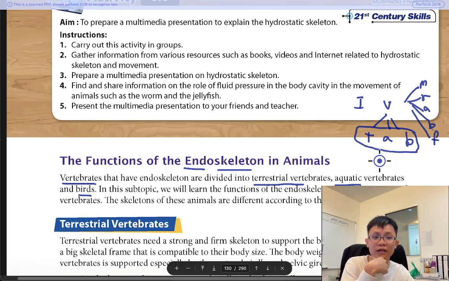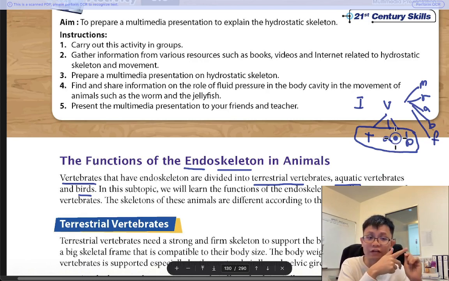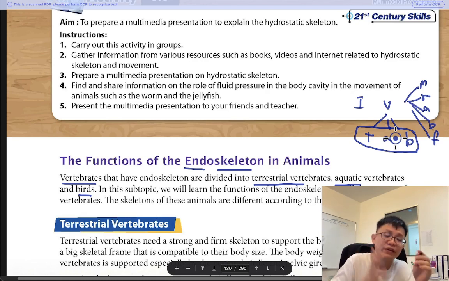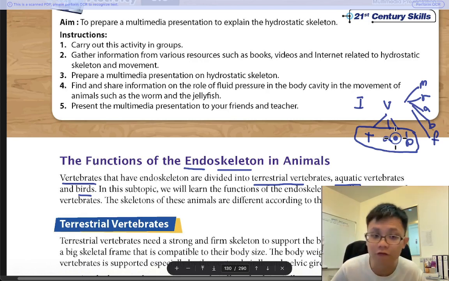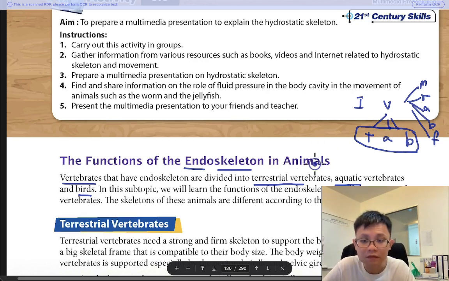So there are many ways we can categorize the animal, but we are not going to learn that. But if you still remember, we can categorize according to bone, according to blood, according to maybe the legs and so on, which we already learned previously about the characteristic of animal. So three types of vertebrates.